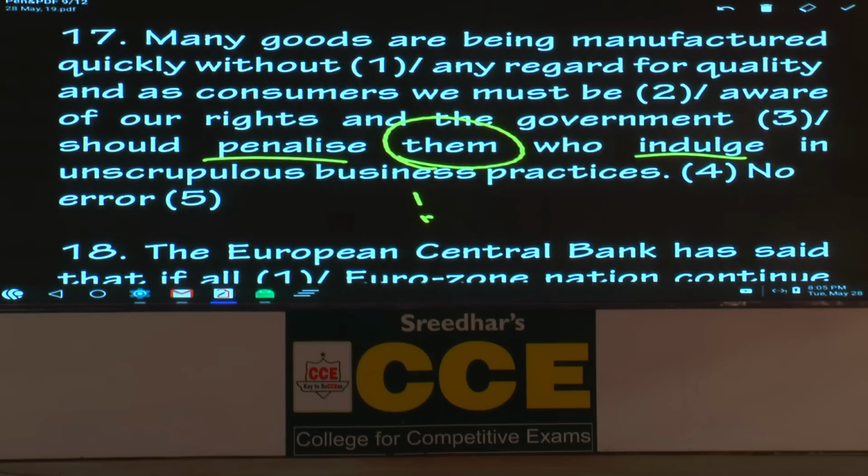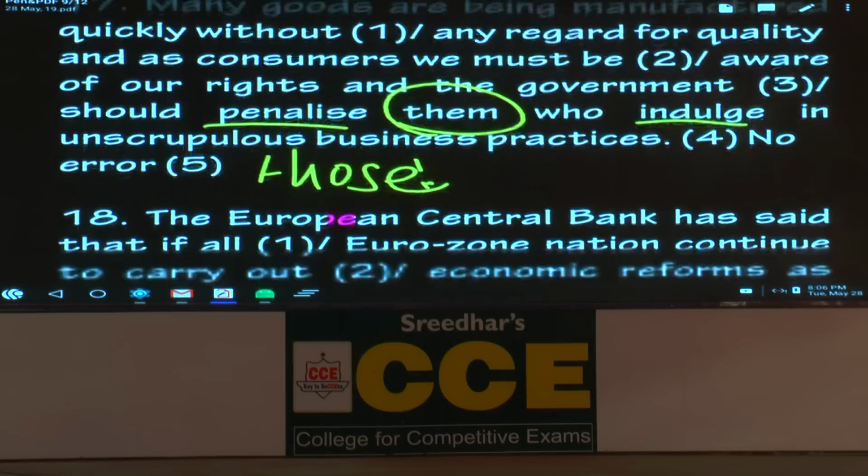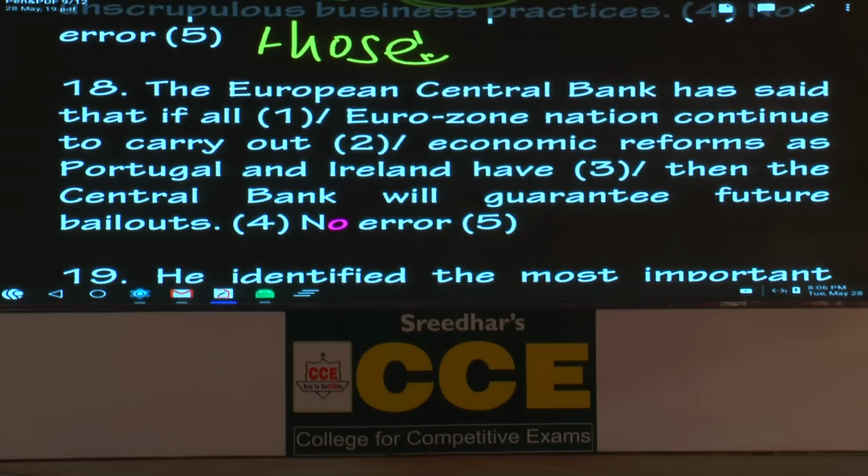Penalize them is not correct. Penalize those. Please write. Them who indulge, that is grammatically not correct. Those who indulge. Penalize those. Who are those people? Who indulge in unscrupulous business practices. How many of you have got this one right? This is a bit difficult. Under pressure, not easy to make out. But do remember, one word is enough to fetch 1 mark. What is the word here? It is not them, it is those.